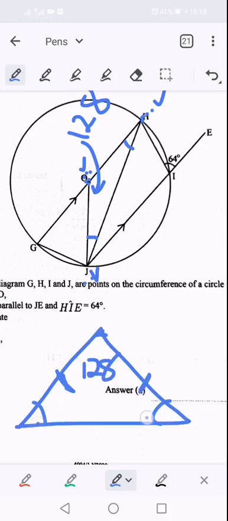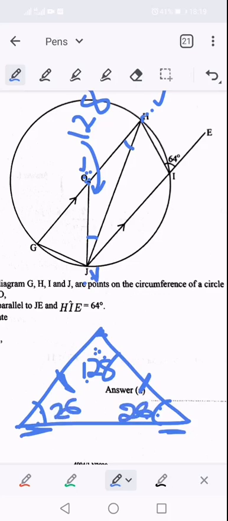To find these, how do we do it? Interior angles of a triangle add up to 180. So 180 minus 128 gives 52, then divide by 2 because the base angles are equal, and we get 26. So angle OJH is 26.